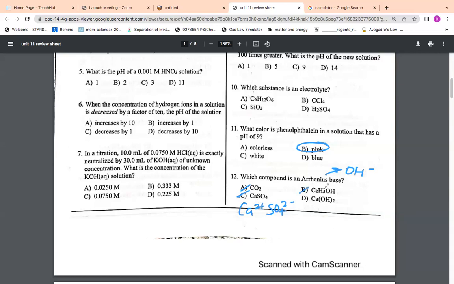B is an alcohol. That is a hydroxyl group, okay? I guess the hint that I would give is if you see OH at the end of something, but you see carbons and hydrogens in it, it's going to be organic, and that's going to make it an alcohol rather than a base. This is calcium hydroxide. This is our base. So choice D.